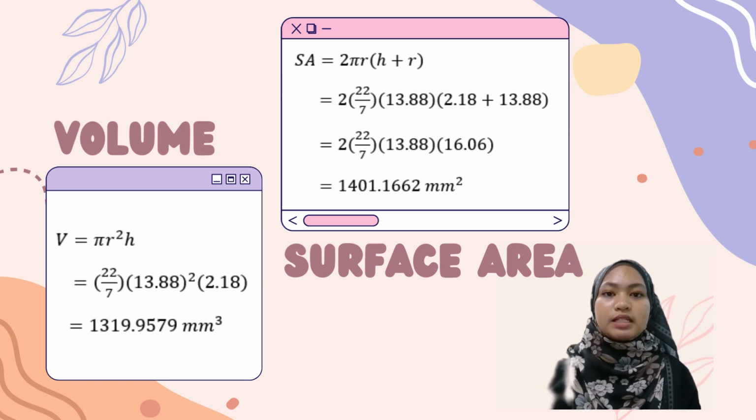millimeter cube. Lastly, for the surface area, we use the formula 2 pi r bracket h plus r bracket. So the calculation is 2 multiplied by 22 divided by 7 multiplied by 13.88 multiplied by 2.18 plus 13.88. So the answer is 1401.1662 millimeter square.